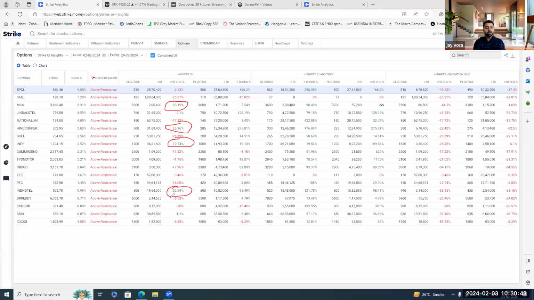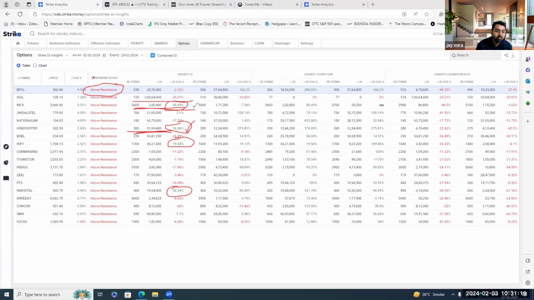Okay. In these four cases, what you can see is that despite prices breaking above the resistance level, their open interest is still not going down, which means somewhere these call sellers are feeling a lot more confident that the prices will come down. Okay. So now when you see such stocks, there could be further scope of short covering.